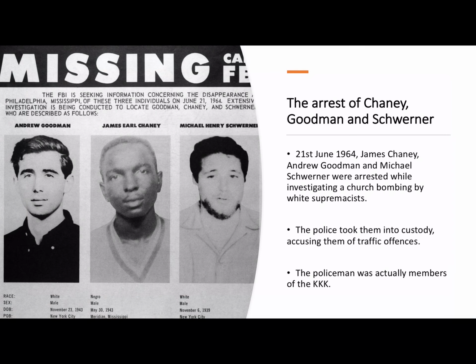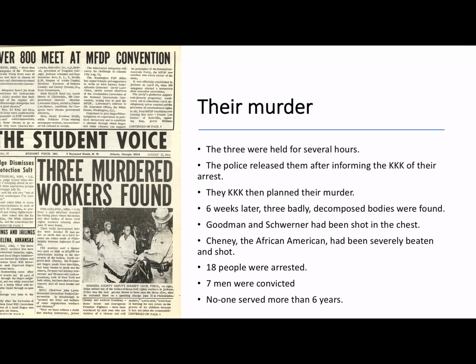On the 21st of June 1964, James Chaney, Andrew Goodman and Michael Schwerner were arrested whilst they were investigating a church bombing which had been committed by white supremacists. The police took them into custody, accusing them of traffic offences. However, the policemen were actually members of the KKK. All 3 were held for several hours, but they were eventually released by the police. However, they were never seen again.